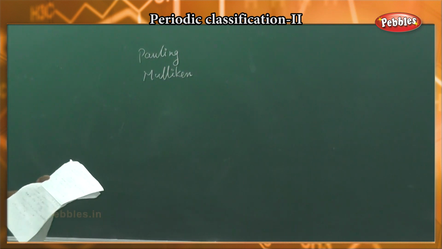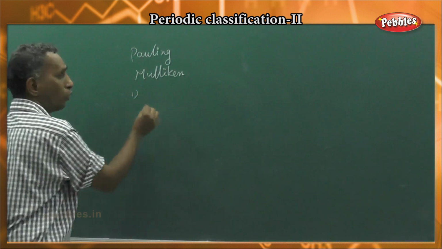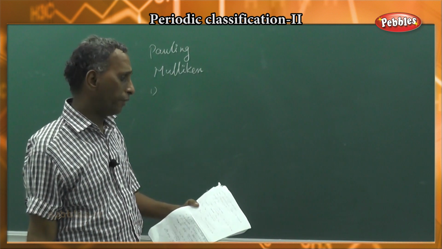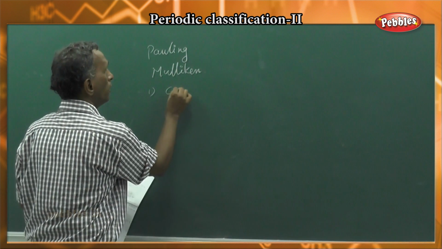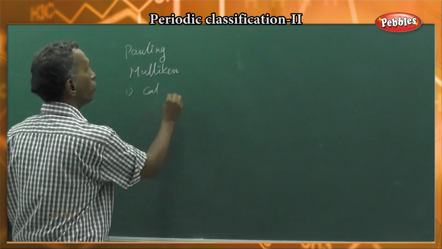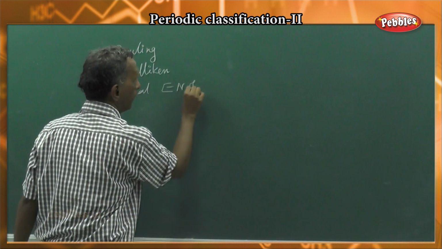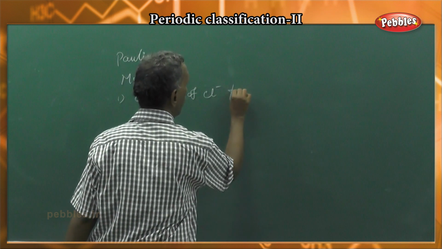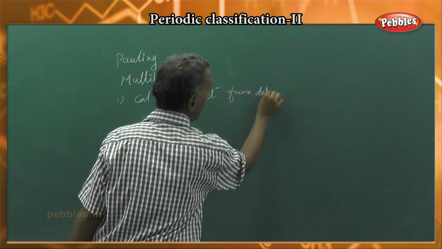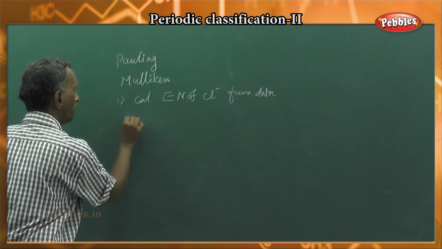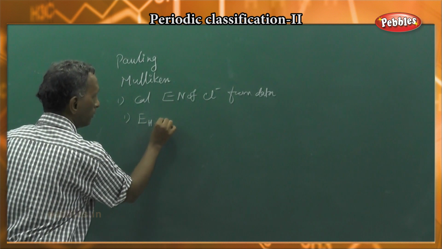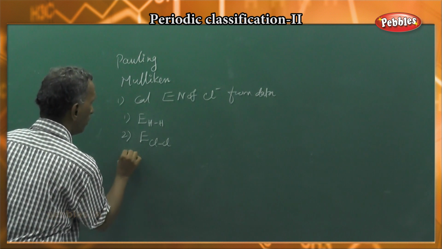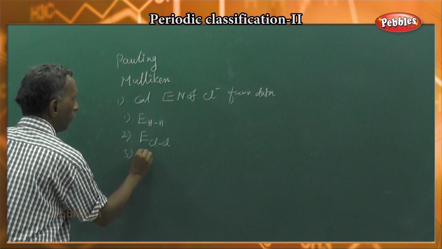We have seen two scales of electronegativity, the Pauling scale and the Mulliken scale. Now we will see some numerical sums on these Pauling and Mulliken scales of electronegativity. The question is: calculate the electronegativity of chloride ion from the data below. The data given are the bond energy of hydrogen molecule, bond energy of chlorine molecule and bond energy of HCl molecule.